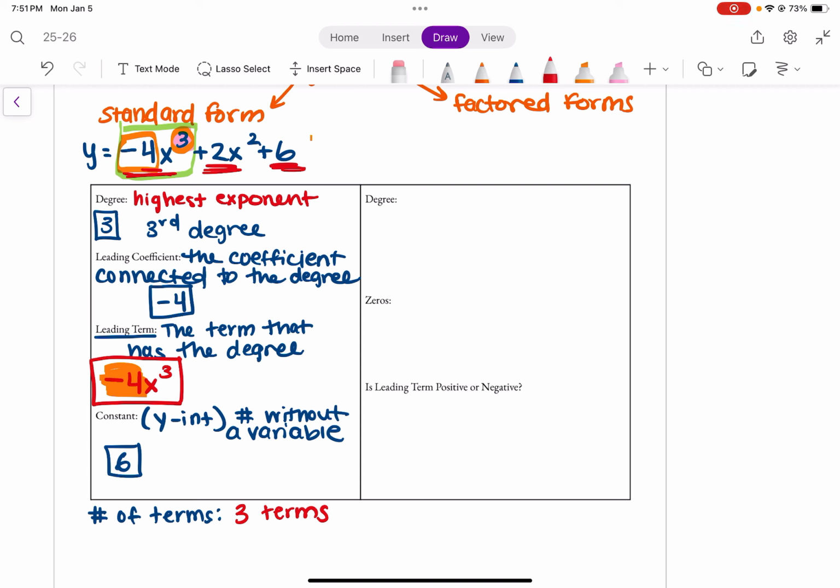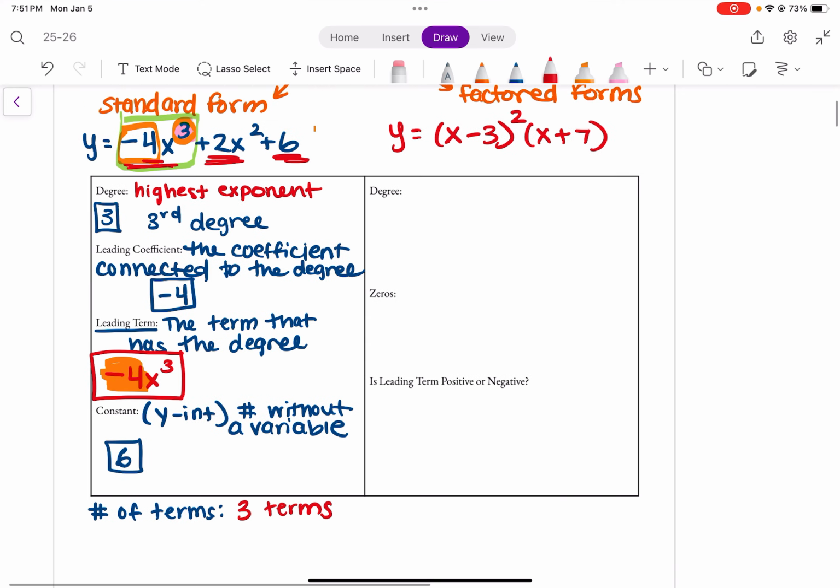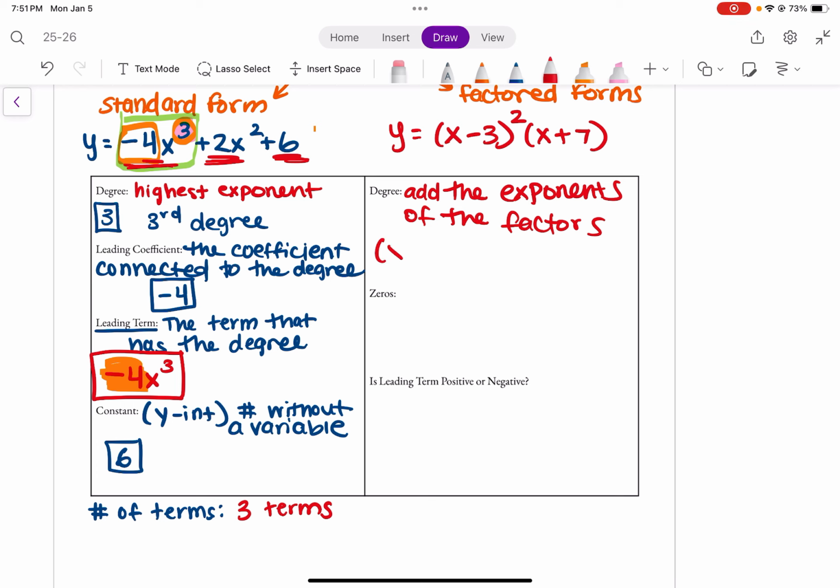Now, in factored form, there are some things that are the same and some things that are different. So factored form means we have the parentheses, right? So we could have something like this, x minus 3 squared times x plus 7, right? So we can still find the degree, but it's a little bit different. To find the degree when it's in factored form, we add the exponents of the factors. So remember, we have x minus 3 squared times x plus 7, right? This x plus 7 technically has an invisible 1. So if we add the exponents, 2 plus 1 gives us 3. That is our degree, okay?